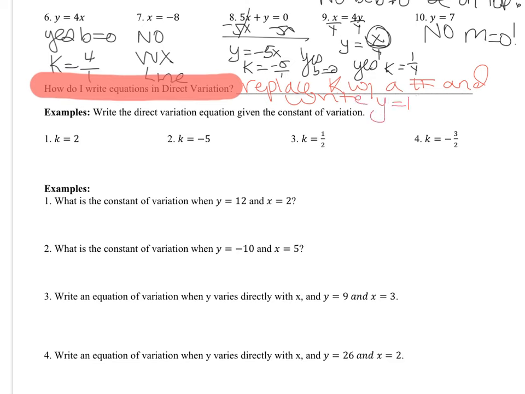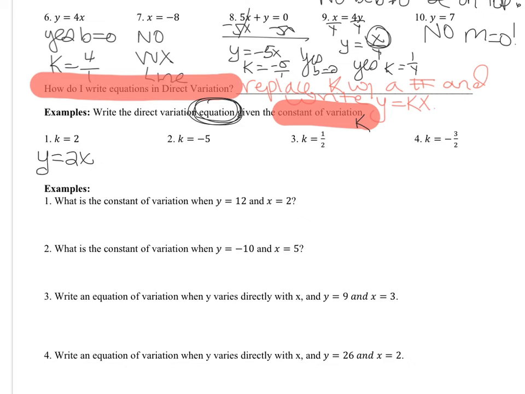y equals kx. Okay? So if we look at these examples, it says write the direct variation equation given the constant of variation. Constant of variation is a fancy word for slope, and the fancy letter for slope is k. So whenever you see the word equation, your brain has to go, my answer is going to be in y equals kx form. So notice k equals 2. So I'm going to write my equation by saying y equals 2x.